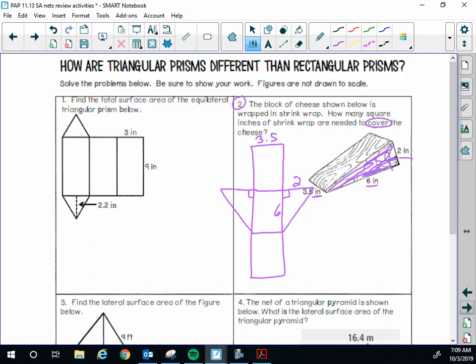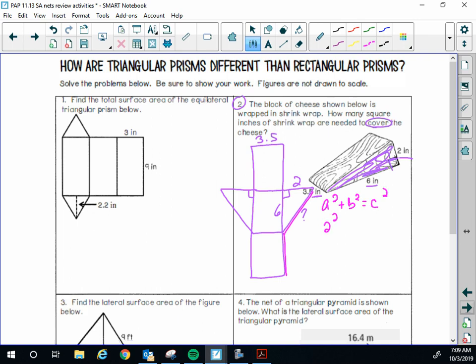Hopefully, somebody said, well, we don't know how long that is, and the reason you need to know that is because you need to know how long this is, which would be the same as that since they match. And how are we going to figure out what that missing side is? I'm hoping you were thinking Pythagorean theorem, since it's a right triangle. And so we're going back to our old friend here, the Pythagorean theorem.